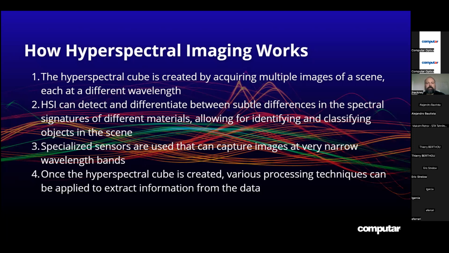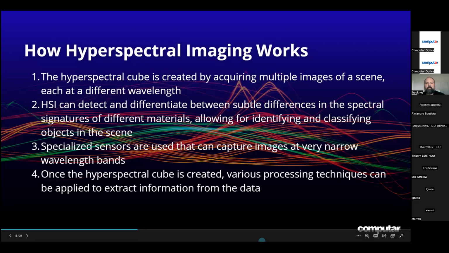Once the hyperspectral cube is created, various processing techniques can be applied to extract information from the data. These techniques may include spectral unmixing, where the contributions of different materials to each pixel are estimated, or classification, where the spectral signatures of different materials are used to classify pixels into different categories.